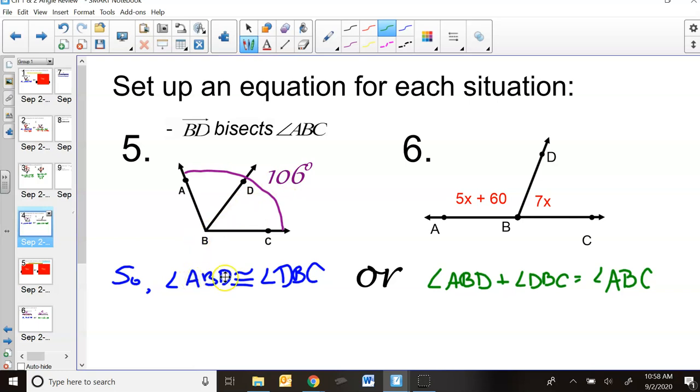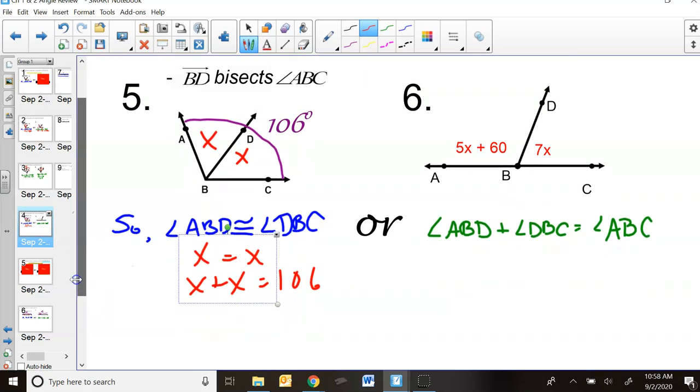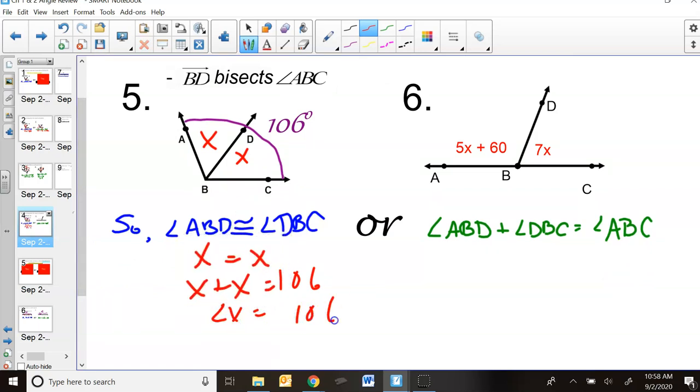So really, ABD and DBC, even though they're equal, okay, so you might do this. You might say x equals x, which doesn't make a lot of sense, but then I know that x plus x equals 106, right? So basically, two of these that are the same equal 106. So really, you have 2x equals 106, and divide by 2. You get x is 53.